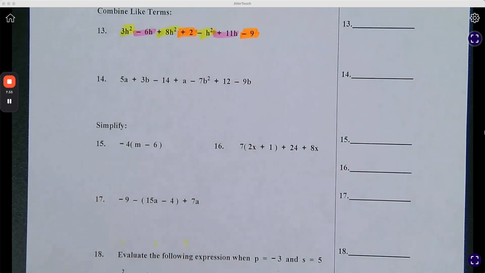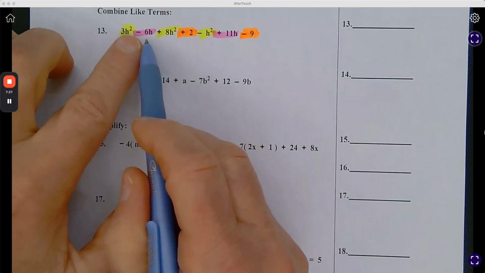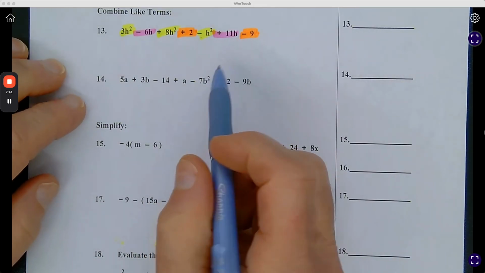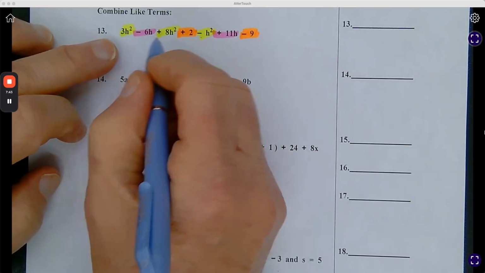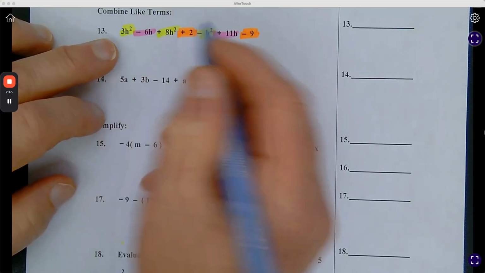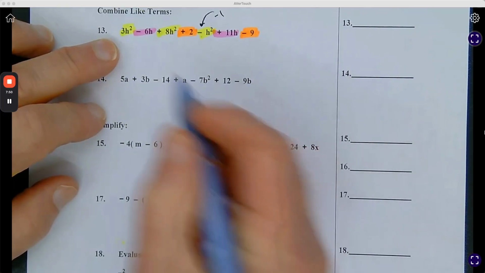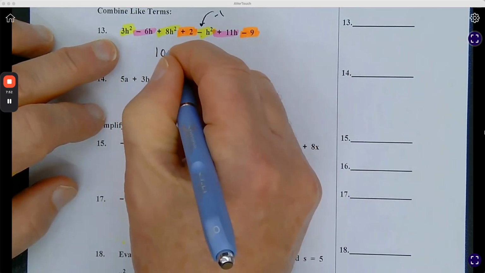Boom. Again, notice how I take that operation that's in front with it. I always highlight the operation that's in front with it. They travel together. Let's do 3 plus 8. 3 plus 8 is 11. That is like a negative 1. So 11 minus 1 is 10.